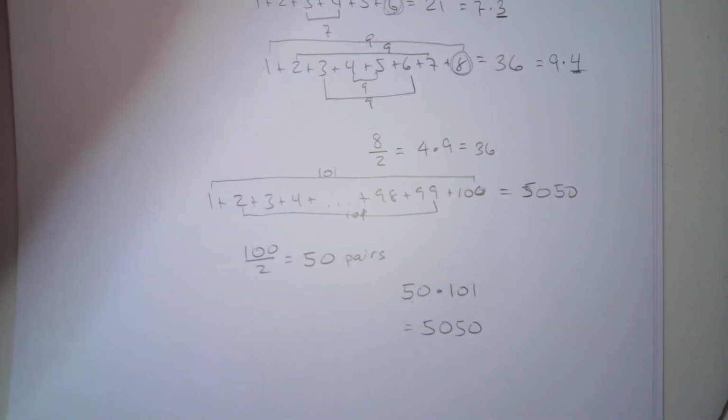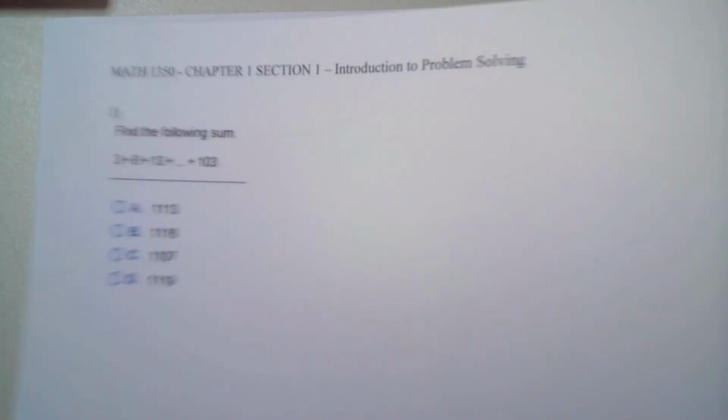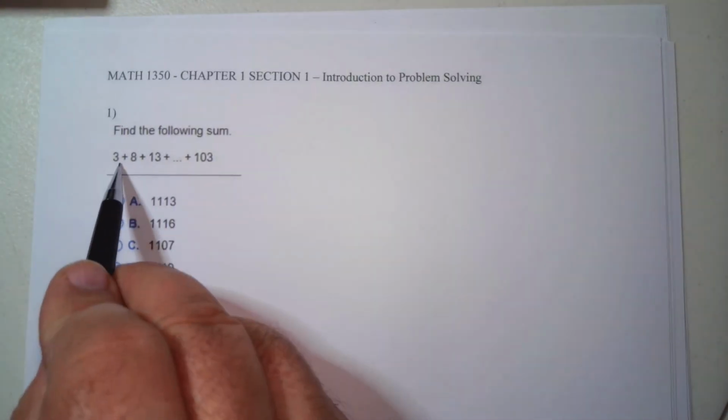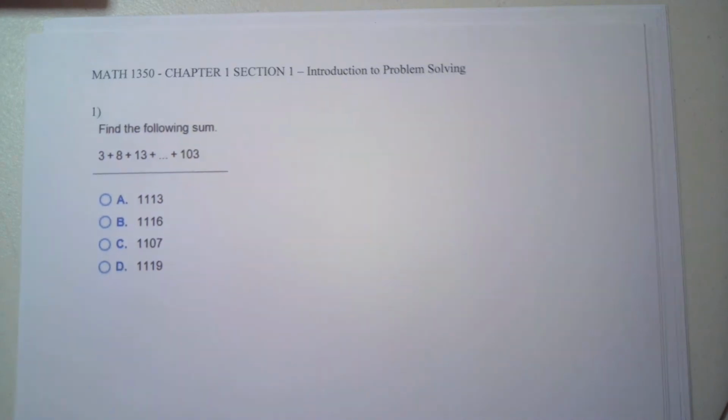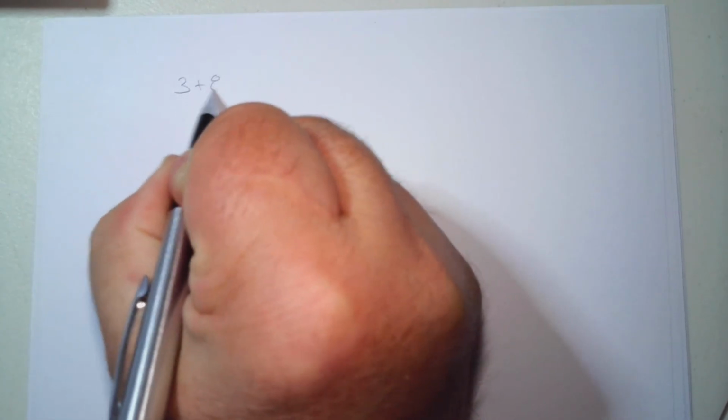So now let's see how this relates to what we've got to do. If we had a sequence of numbers that are continuous, then it's pretty easy. We just do Gauss's method. But our homework is a little bit different. Find the sum of this pattern. So we have to come up with another example. So we had 3 plus 8 plus 13, all the way up to 103.